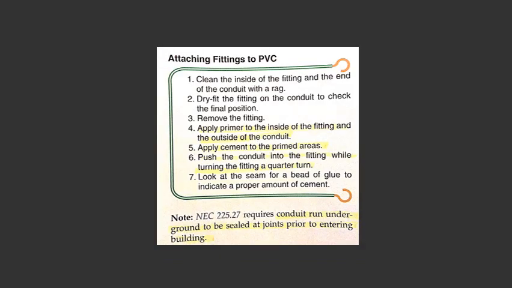Attaching fittings to PVC. First step is to clean the inside of the fitting and the end of the conduit with a rag. Dry fit the fitting on the conduit to check the final position. Remove the fitting. Apply primer to the inside of the fitting and the outside of the conduit. Apply cement to the primed areas. Push the conduit into the fitting while turning the fitting a quarter turn. Look at the seam for a bead of glue to indicate a proper amount of cement. Note, the NEC 225.27 requires conduit run underground to be sealed at joints prior to entering the building.